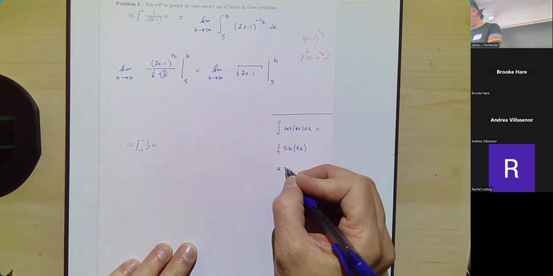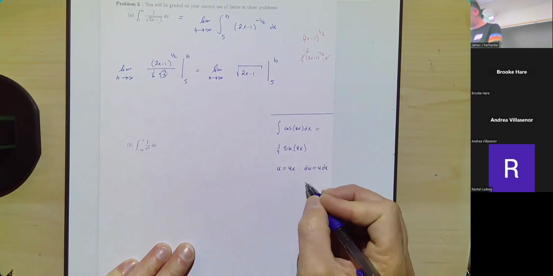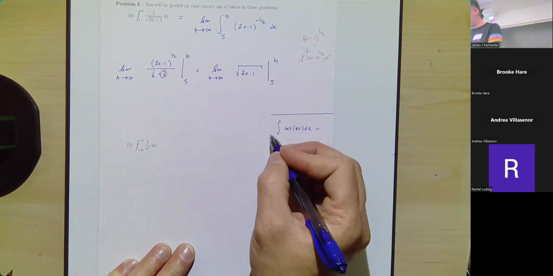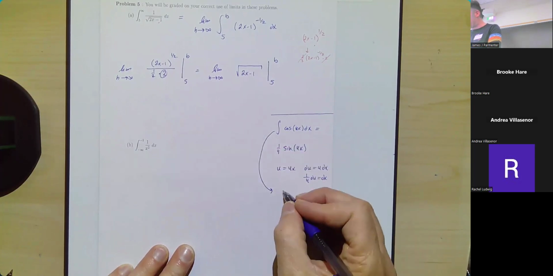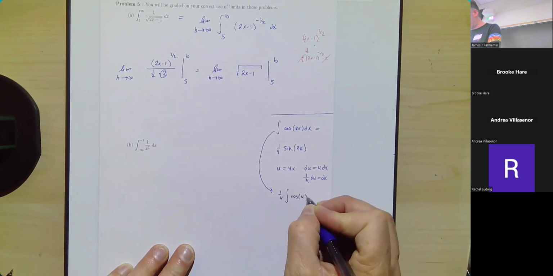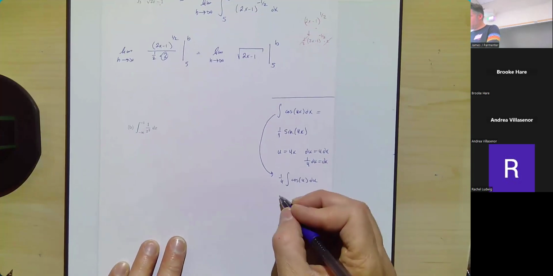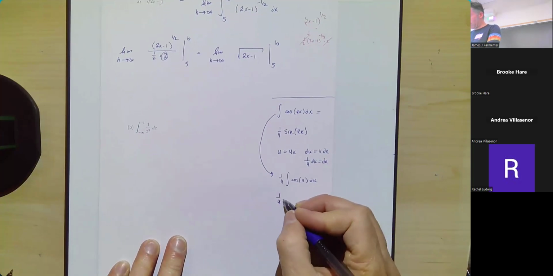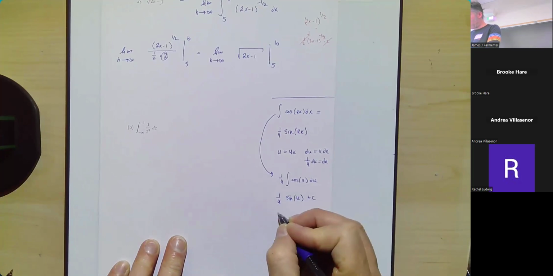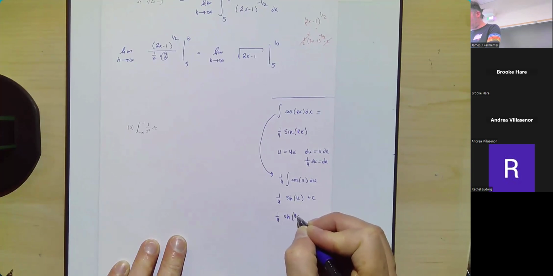You could really let u equal 4x. du would be 4 times dx. 1/4 du would equal dx. And then you could rewrite this integral as 1/4 the integral of cosine of u du. And then we integrate. The integral of cosine of u is just sine of u. And then we plug back in our u and get 1/4 times sine of 4x.